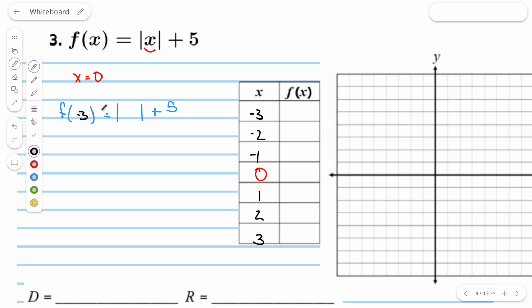So I'm going to test out negative 3. So the absolute value of negative 3 is 3 plus 5, 8. I'm just going to talk this through. So if we plug in a negative 2, absolute value that's 2 plus 5 is 7. If I plug in a negative 1, absolute value is 1 plus 5, 6. I plugged in a 0. 0 plus 5 is 5. And so I'm just going to keep on changing what I'm plugging in each time and looking at that chart.